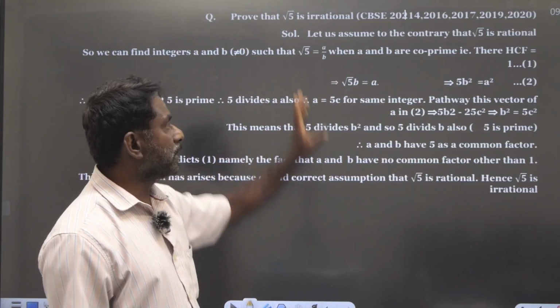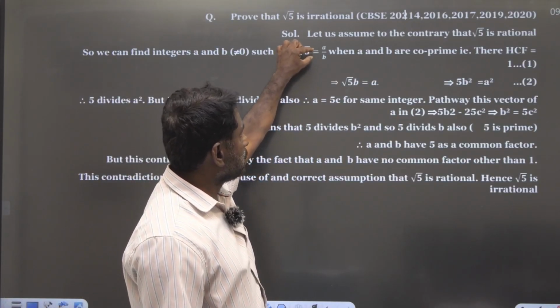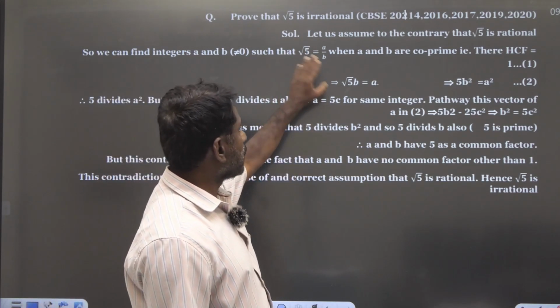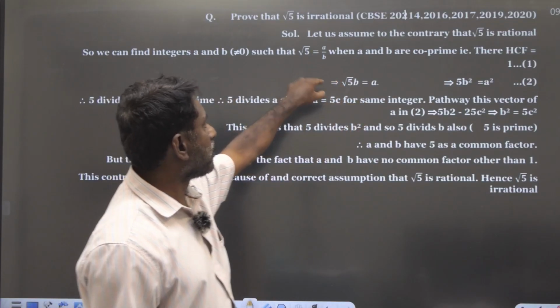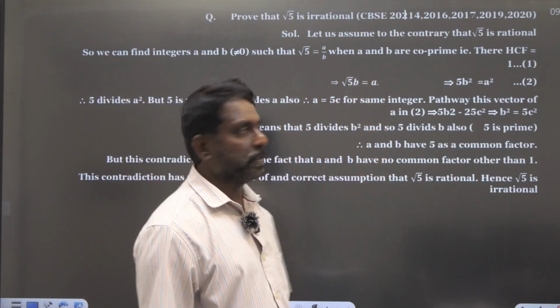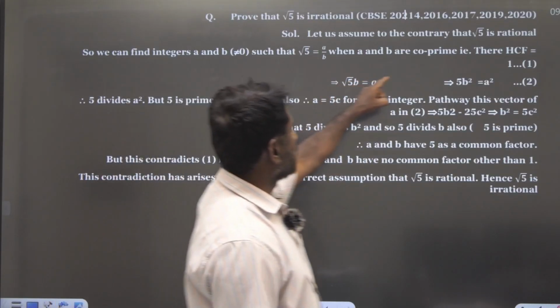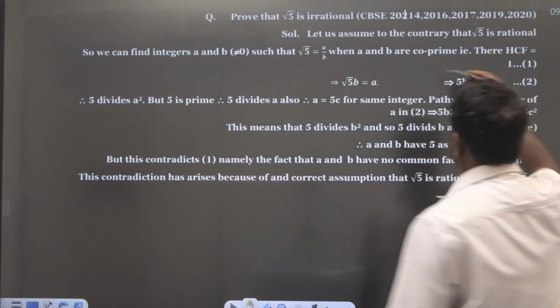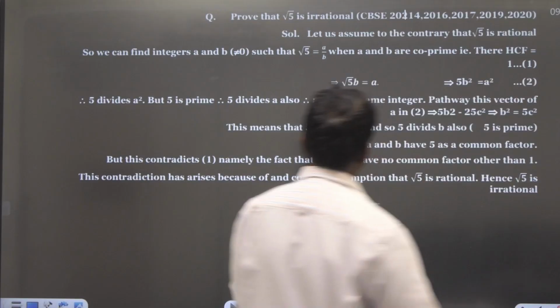And a and b are coprime numbers. Coprime means the least ratio, with no other factors other than 1 for a and b. So root 5 is equal to a by b, where a and b are coprime, that is, HCF of a and b is equal to 1. No other common factors are there.